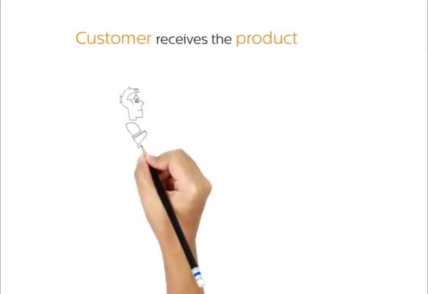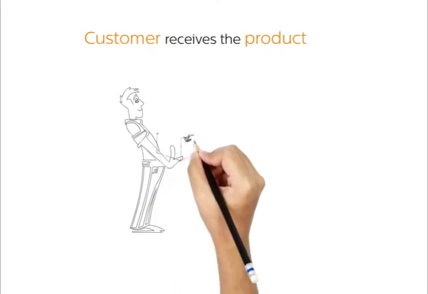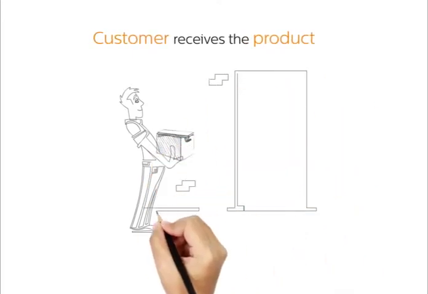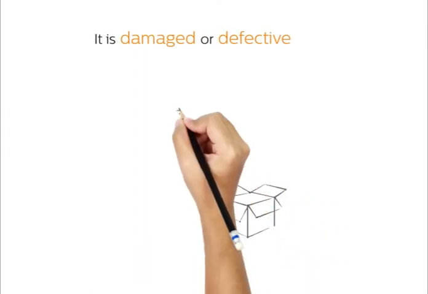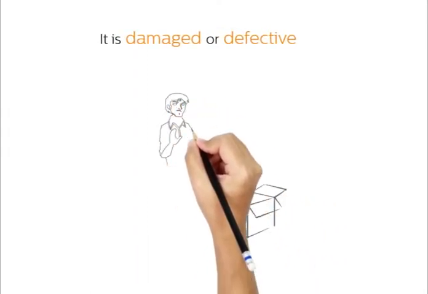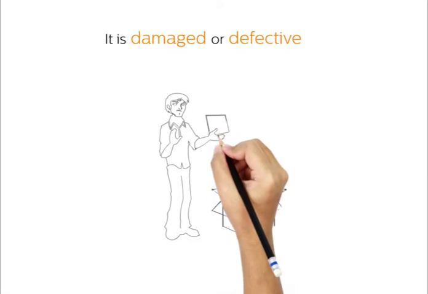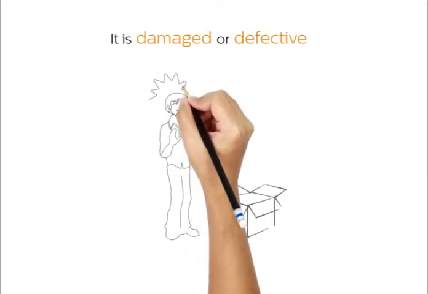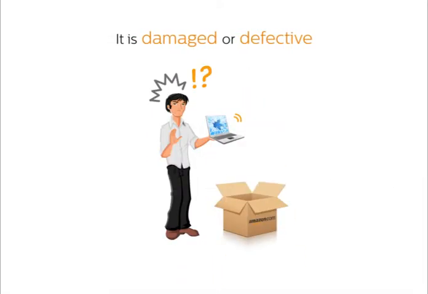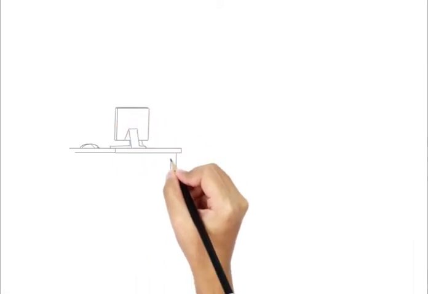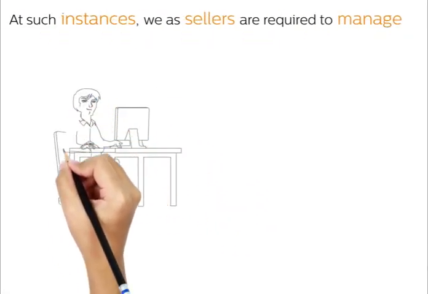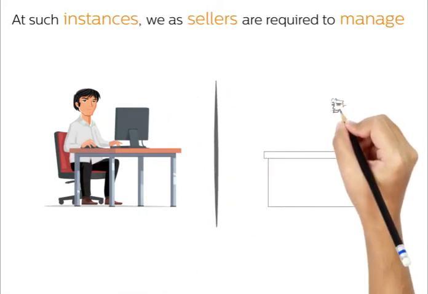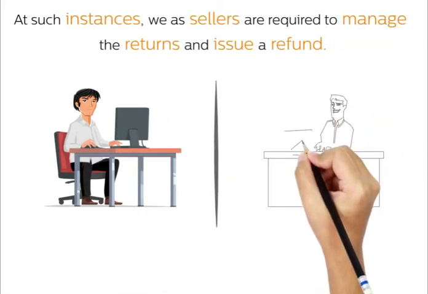Sometimes when our customers receive the product they've ordered online, it does not match their expectations, or it is damaged or defective. It may so happen that the customer no longer needs it and wants to return the product. At such instances, we as sellers are required to manage the returns and issue a refund.